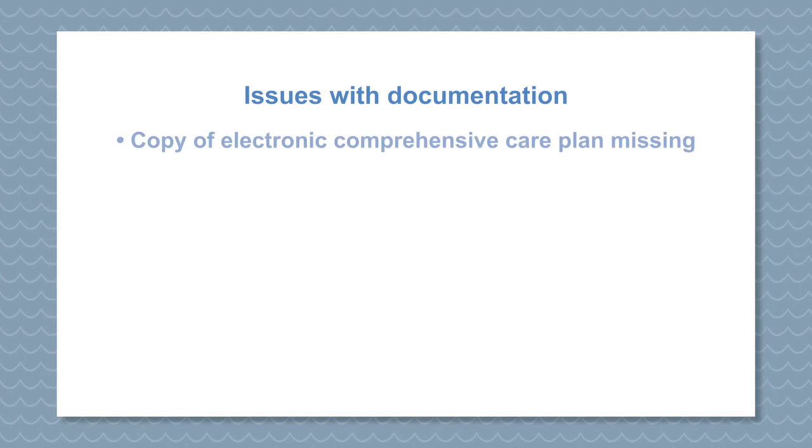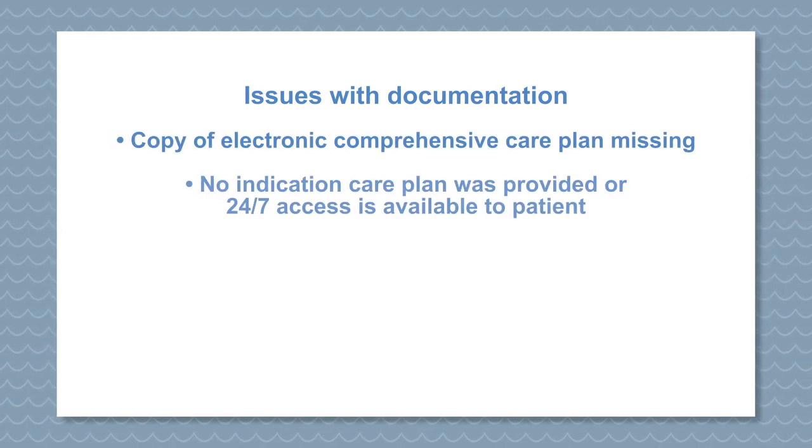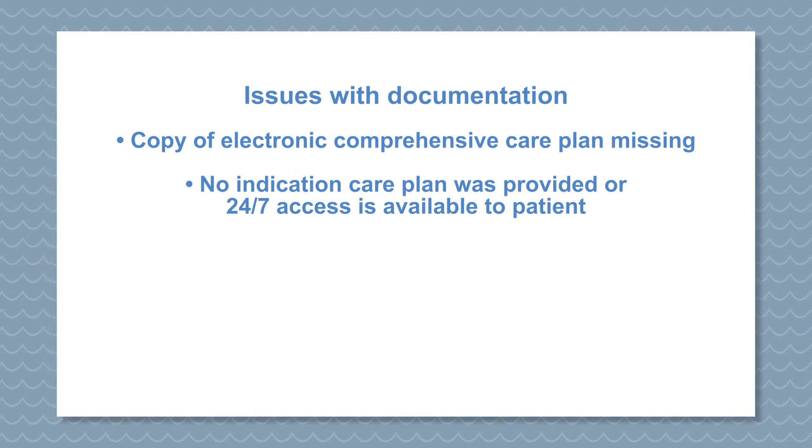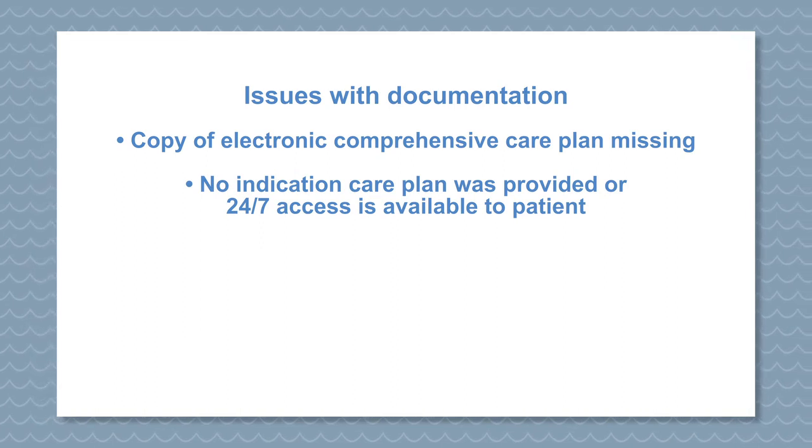So, what are some of the issues we're seeing? Most, if not all, errors are because of the insufficient documentation, either missing requirements or missing completely. The top items missing are a copy of the electronic comprehensive care plan indicating 24/7 access is available and a copy was given to the beneficiary or their caregiver.